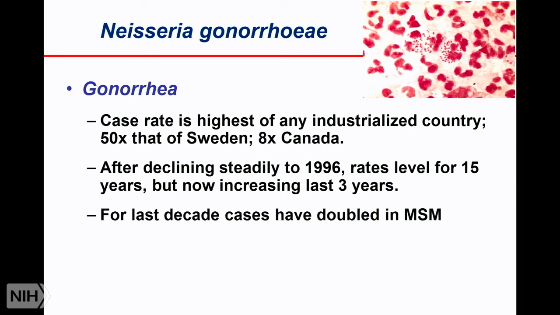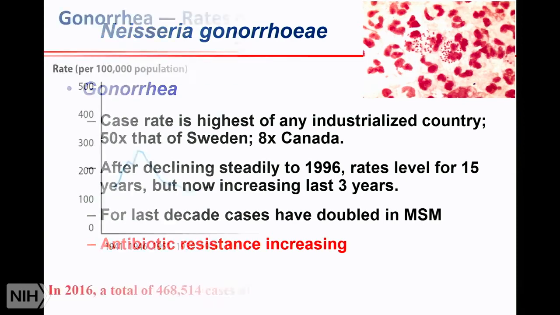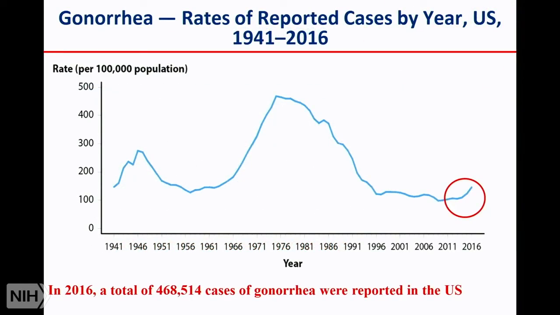And I'll give you one example of why that is. It's doubled in men who have sex with men who are at the greatest risk for HIV. And unlike chlamydia, antibiotic resistance is skyrocketing in this bug. So here's the epidemic curve going from 1941 out to 2016. So you can see it's had its peaks and valleys, and the peak was really in the mid-70s, the decade of love, free love, and a lot of multiple partners, and it's when HIV started to spread. Then comes the AIDS epidemic, and you can see it really did drop in the 80s and early 90s. Leveled off, and now is going up.